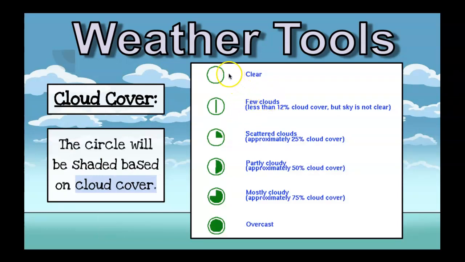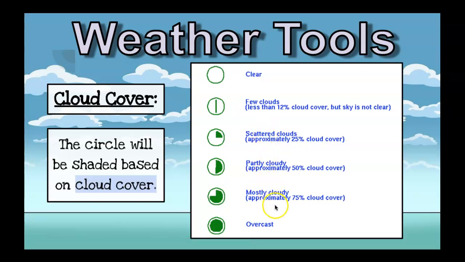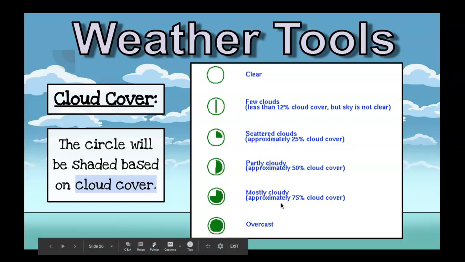Like I said on the last slide, the circle represents the cloud cover. So if it's completely open and not shaded, it's a clear sky. And if it's fully shaded, that means it's overcast, which means 100% of the sky is covered with clouds. Okay, so the breakdown is by quarters here. 25% means scattered clouds, 50% means partly cloudy, and 75% means mostly cloudy.